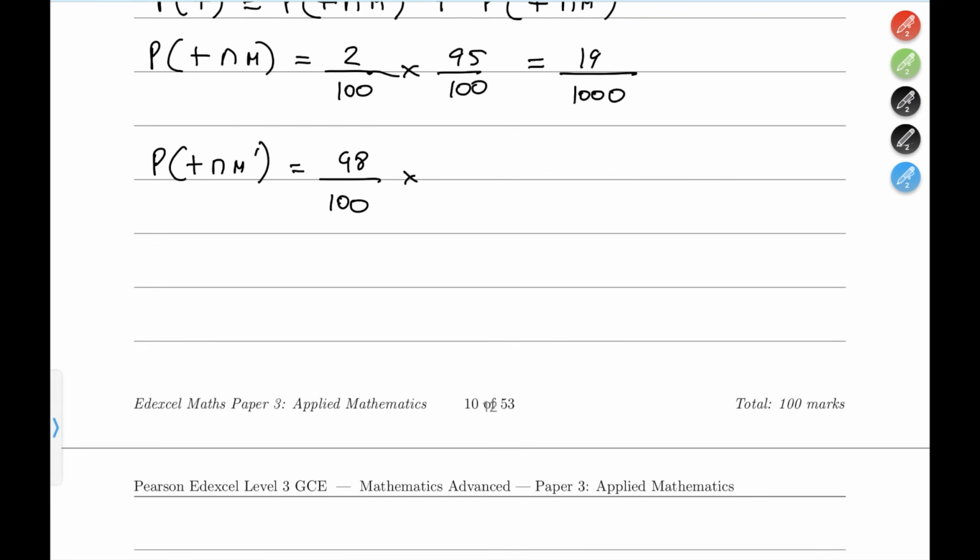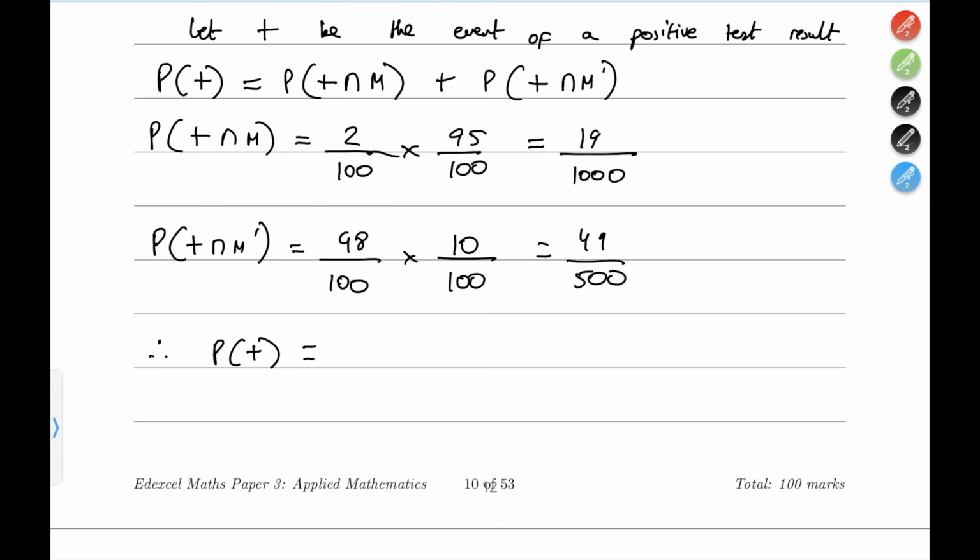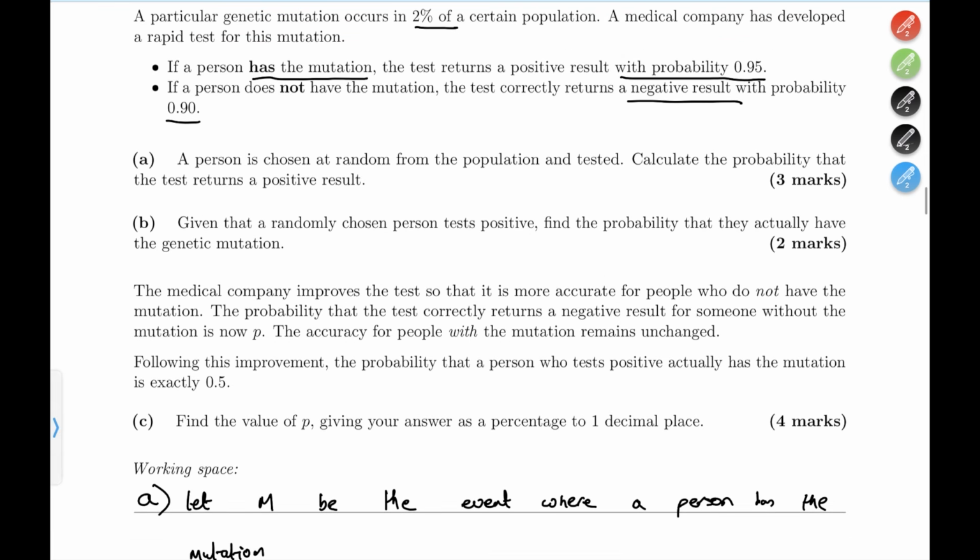So you don't have the mutation, so that's 0.98, and you're testing positive, that is 10 over 100. So again, we calculate this carefully, and that gives us 49 over 500. So therefore, the probability of being positive is going to be the sum of those two, which is 0.117. So now we can move on to part B.